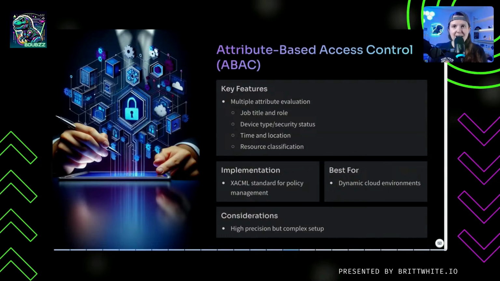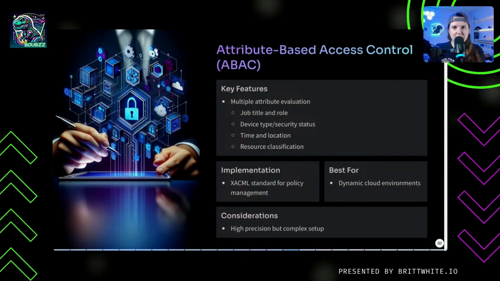There's a tool called XACML, which stands for Extensible Access Control Markup Language. This is an XML-based standard that helps organizations define and manage ABAC policies consistently across platforms and systems. This standardization makes it easier to implement complex enterprise-wide policies. The benefits of ABAC include incredible adaptability and precision.